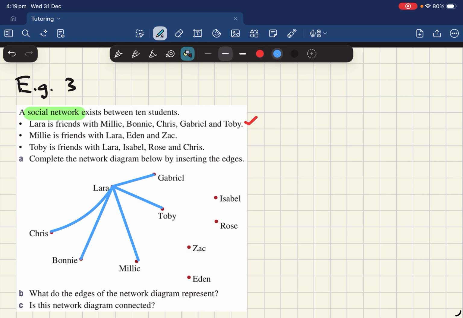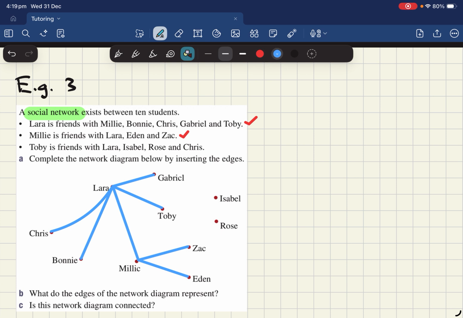Okay, now we know that Millie is friends with Lara. We already know that. We have a connection, so we don't have to draw up this edge again. That would be redundant. We already have this connecting bit there, so we don't really want to double up. Millie's also friends with Eden. And Millie is friends with Zach. So we have this part here. That's the second part done.